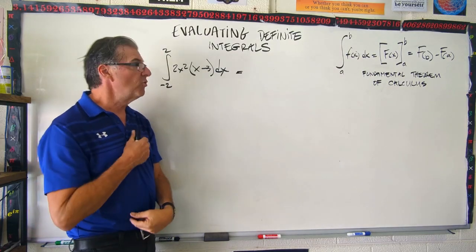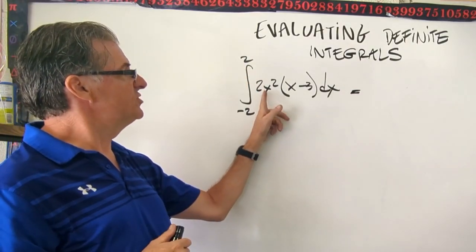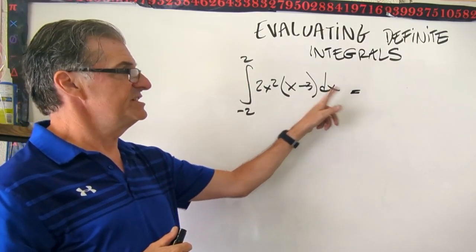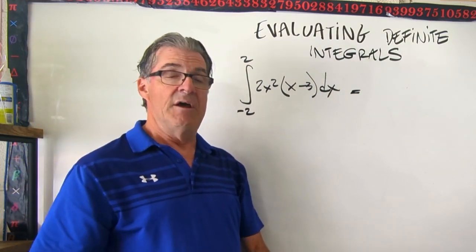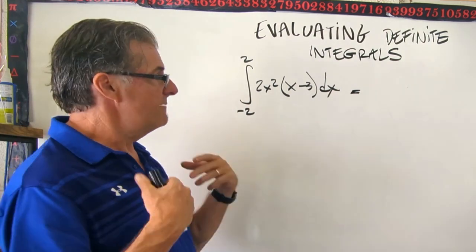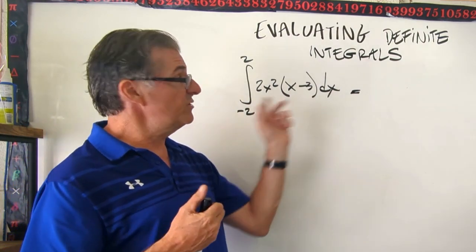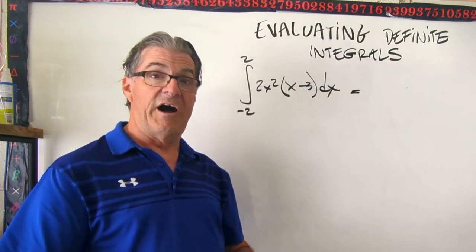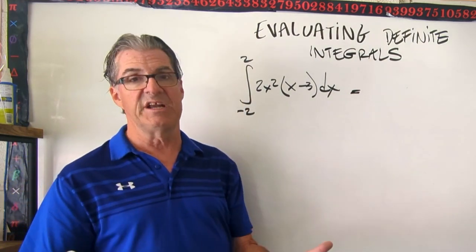Okay, problem number 1. Take the integral from -2 to 2 of 2x squared times x minus 3 dx. Now, we do have this thing called u substitution, but it's not required in our class. So I'm not going to show you how to do it that way. It can be a little complicated. This one has a much easier way to go. I am working on a video for u substitution, so I will upload that at some point in the future.